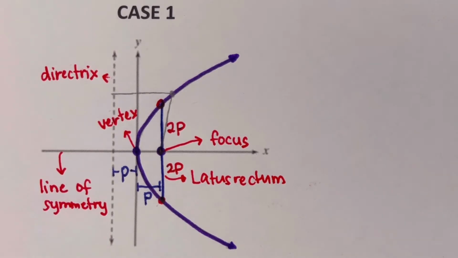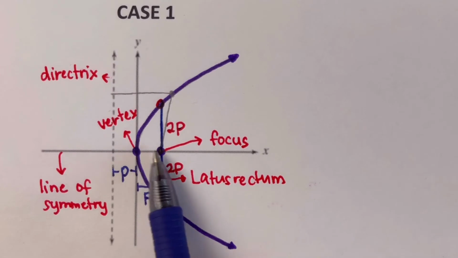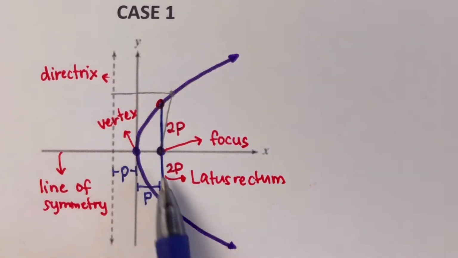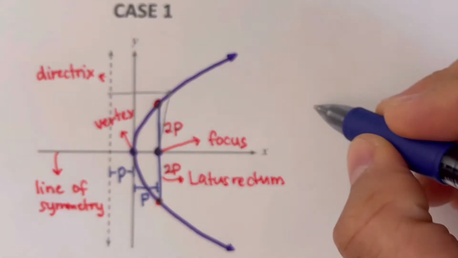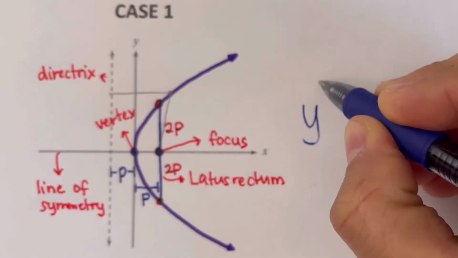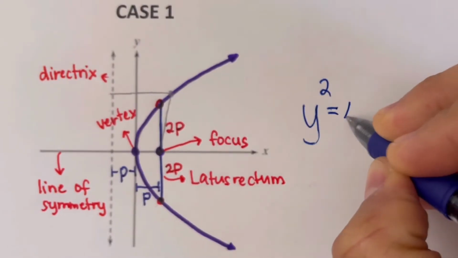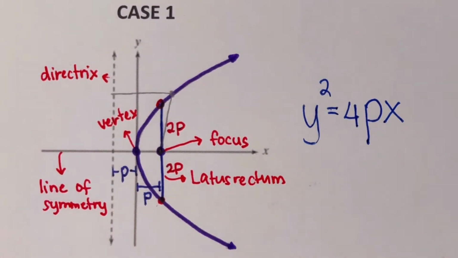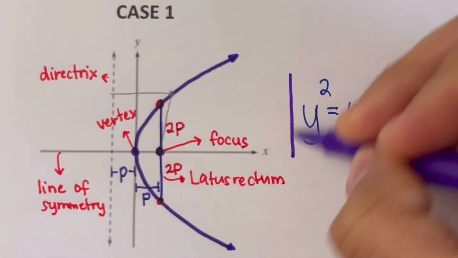Now we also remember that every parabola will open towards where the focus is. So in this case right here, since our focus is on the positive x-axis, the parabola will open to the right. Now, the formula that works for the first case is y squared equals 4px. So this is the formula for the first case.